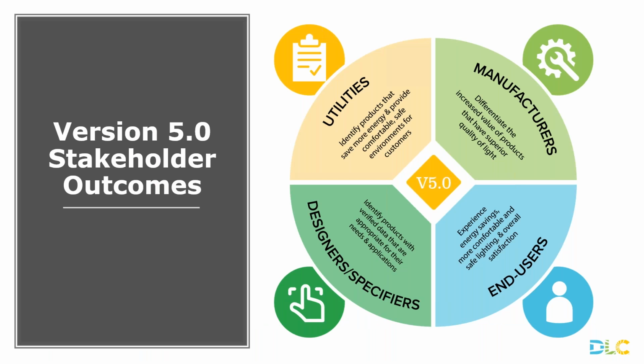These are the outcomes that we're trying to achieve with each stakeholder. For utilities and energy efficiency programs, we want version 5.0 to help them be able to better identify products that both save more energy and provide more comfortable, healthy, and safe environments for their customers. For manufacturers, we want them to be able to differentiate the increased value of products on our list that have superior quality of light and controllability in a way that's not currently possible right now with the current metrics on the list.